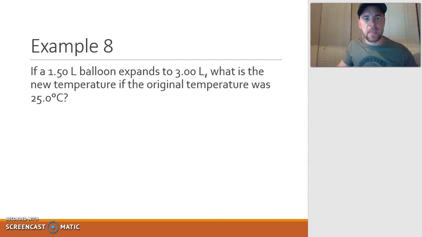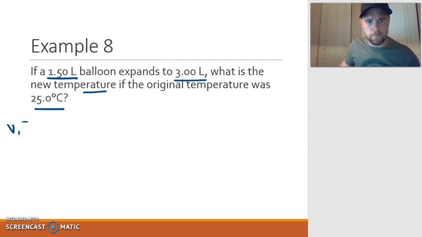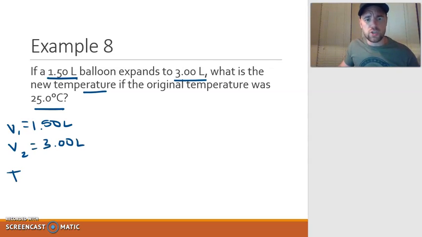Example number 8. If a 1.50 liter balloon expands to 3.00 liters, what would be the new temperature if the original temperature was 25.0 degrees Celsius? Okay, so I could write out V1 equals 1.50 liters. Its new volume, V2, expands to 3.00 liters. The original temperature was 25.0 degrees Celsius. What then is the final temperature?